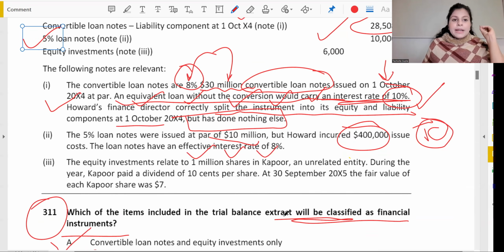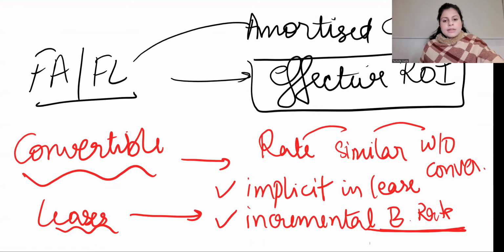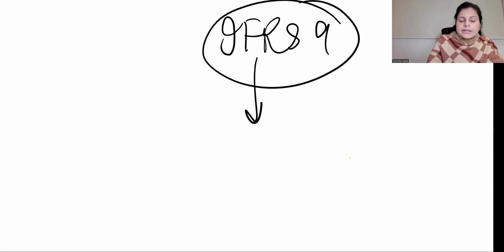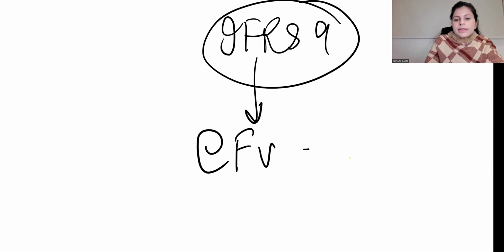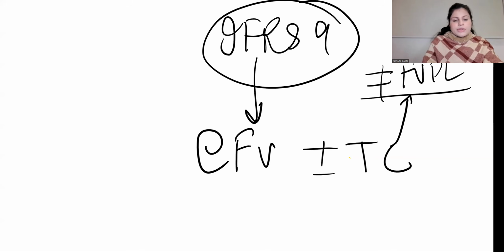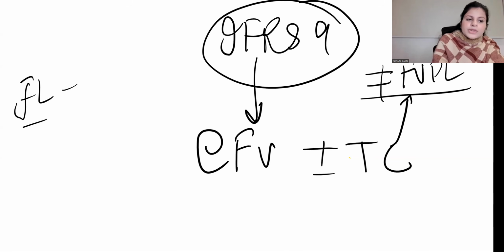First of all, will you capitalize transaction cost in this case? Will we capitalize transaction cost? Yes. How do I capitalize transaction costs? See, IFRS 9 says initially all my financial instruments are recorded at fair value and the transaction cost is capitalized unless the method followed is fair value through profit and loss. So in financial liabilities, we all follow just amortized cost.